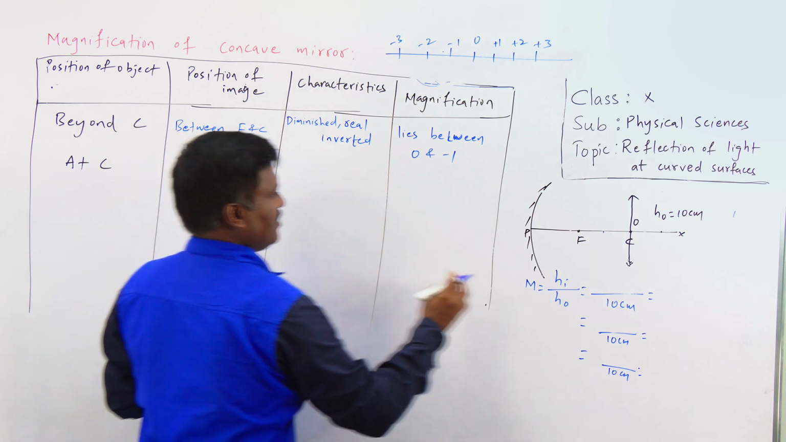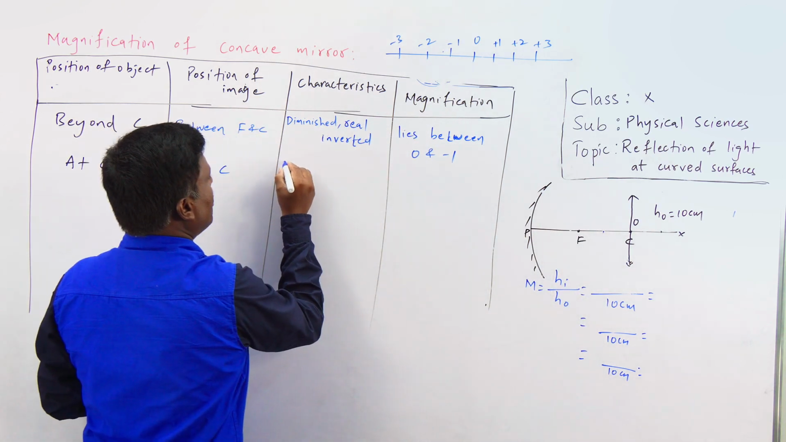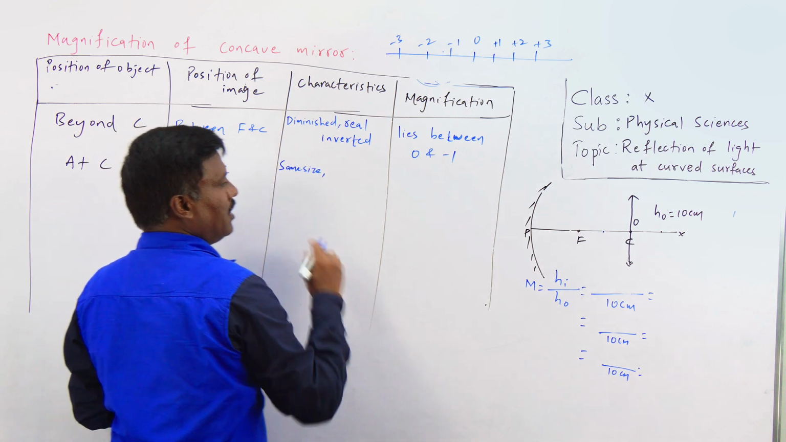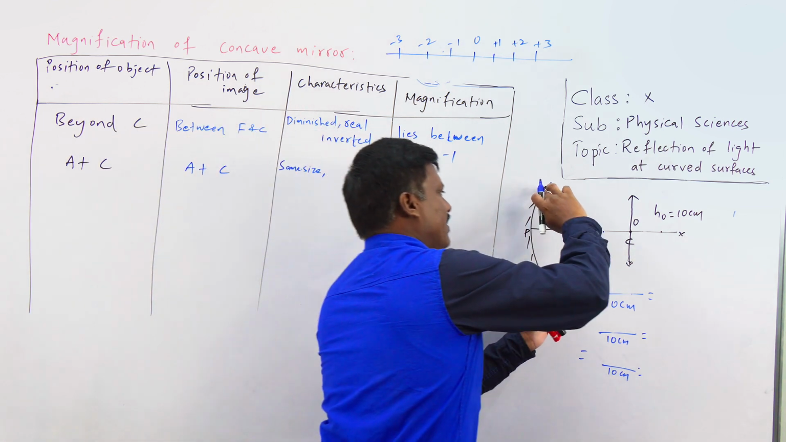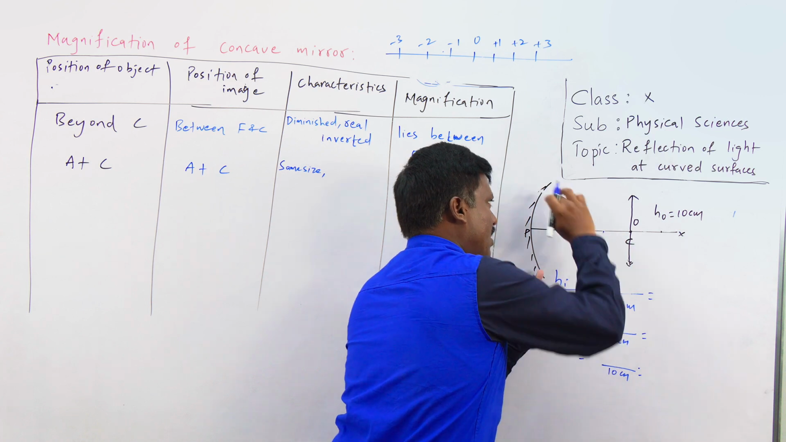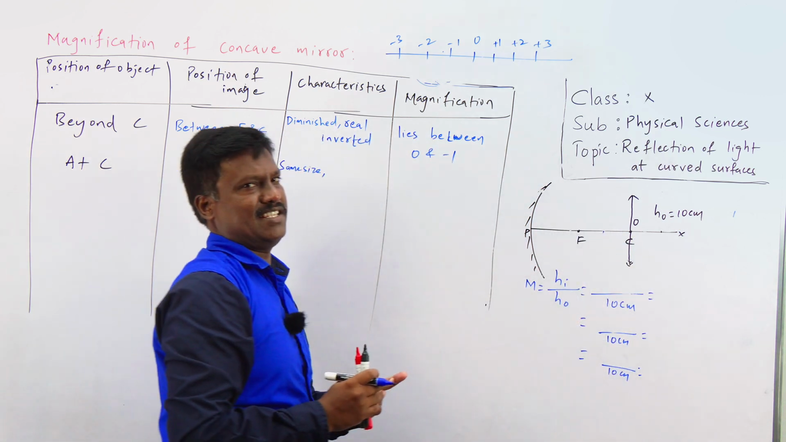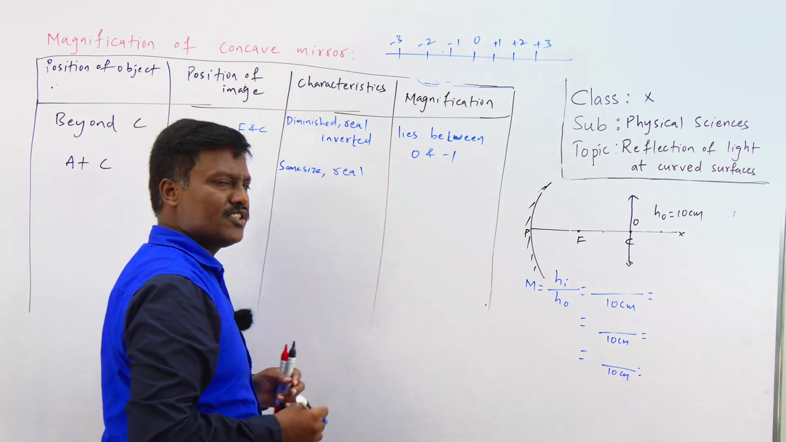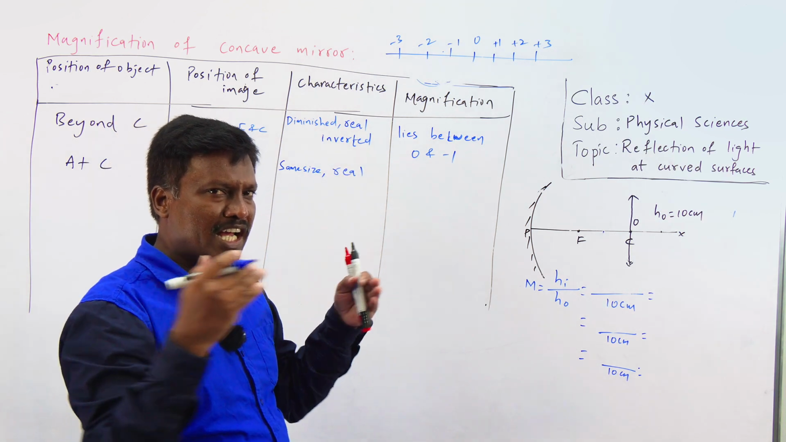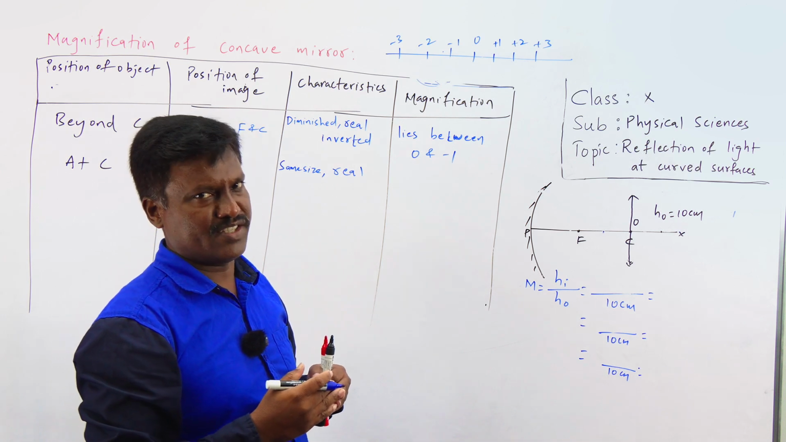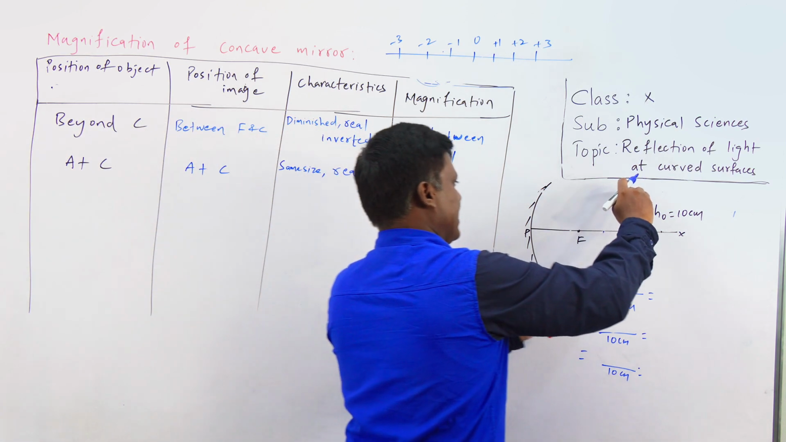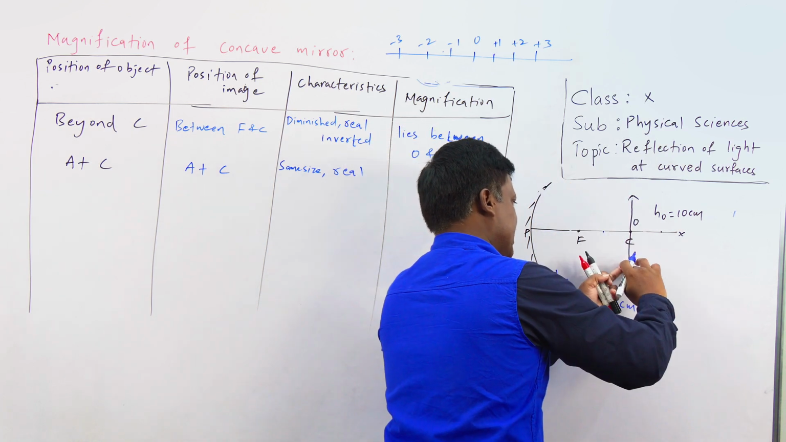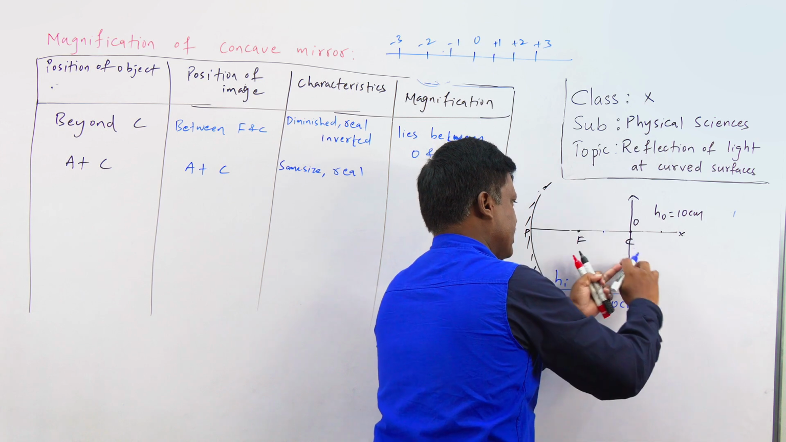What are the characteristics now? Size is the same, so we have to write same size. Is it a real image? Yes. After reflection, the rays are converging. This image is formed due to the converging of the reflected light rays, so it's a real image. What is the real image definition? If the image is formed due to the converging light rays after reflection, that is real. One ray is incident this way, one is incident this way. After reflection, they are meeting here. They are converging. That is why it is real.